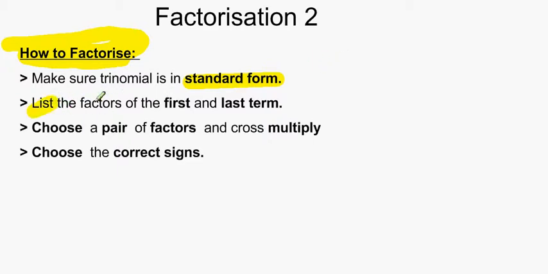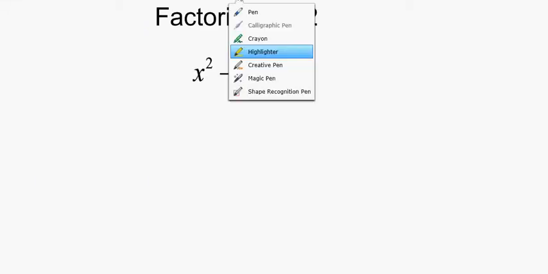We then list the factors of the first and the last term. Factors, in this case, means factors of the numbers. For example, factors of 10 would be 1 and 10, 2 and 5. We then would need to choose a pair of factors, for example 1 and 10 or 2 and 5, and then cross multiply them. This will all make much more sense once I actually show you how it's done. Then we need to choose the correct signs out of those factors. So let's just jump straight into it and look at the problem.